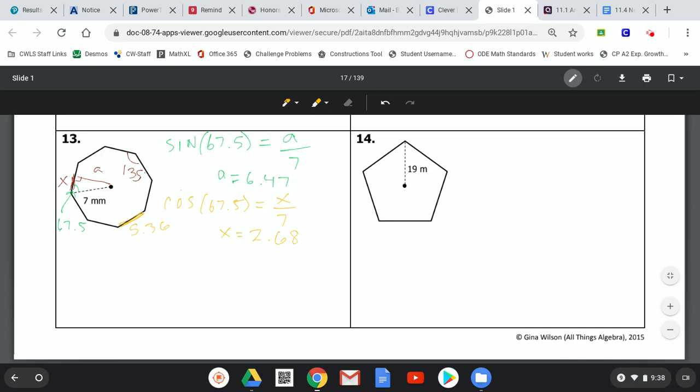So from there, we have to find the perimeter because we know what the apothem is. The apothem is up here. We got that part. Our perimeter is just going to be 8 because we have 8 sides times 5.36. And so when we do that, we should get 42.88.